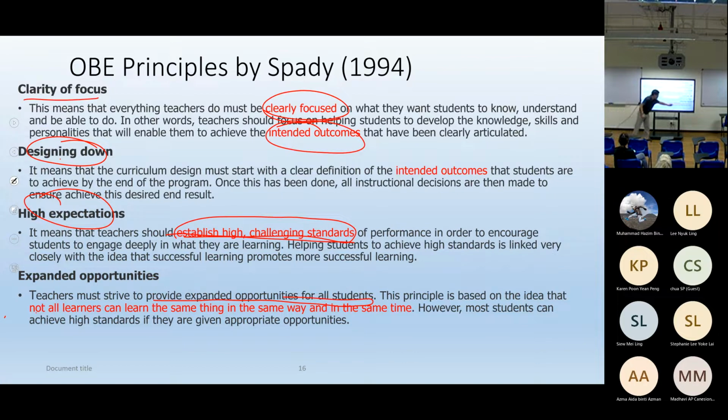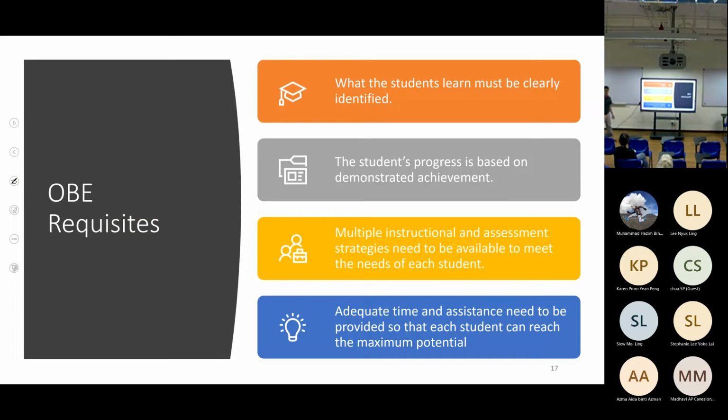Not all learners can learn the same thing in the same way. Now, so OBE requisites.